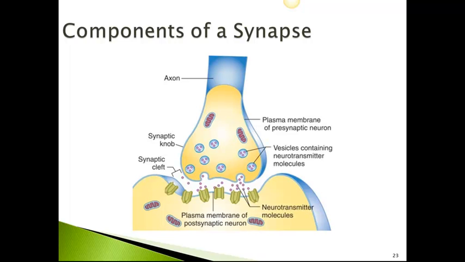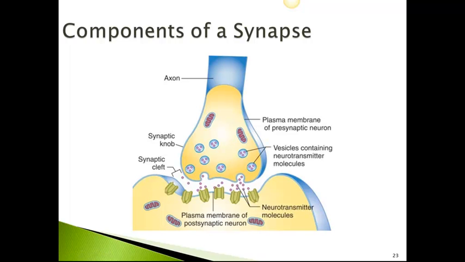So here's a picture of a synapse, and as you can see, we have the synaptic knob, the synaptic cleft, and then the plasma membrane of the postsynaptic neuron. A nervous impulse travels from one neuron to another through the synapse via a neurotransmitter. On the arrival of the action potential at the synaptic knob, which is here, neurotransmitter molecules are then released from the vesicles in the knob into the synaptic cleft. So these are little neurotransmitters being released into the synaptic cleft.